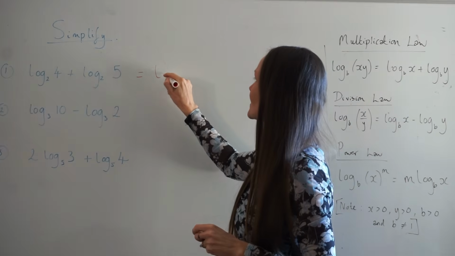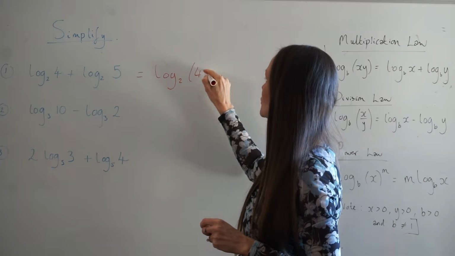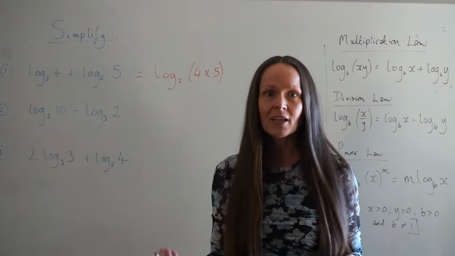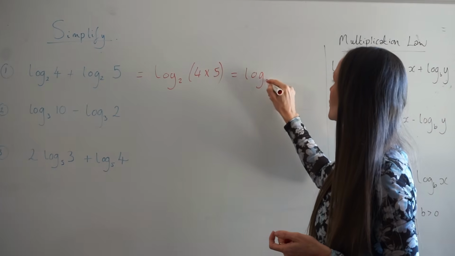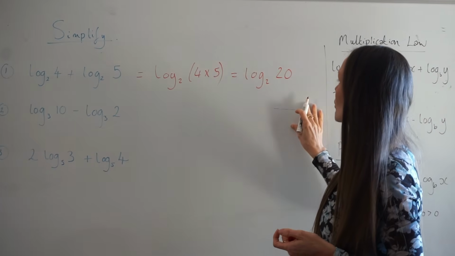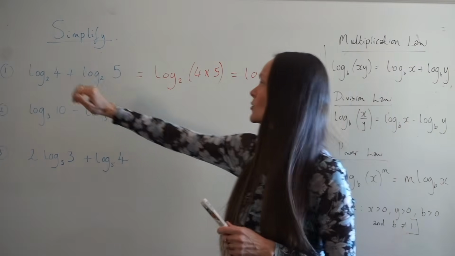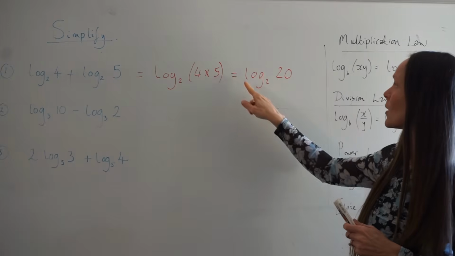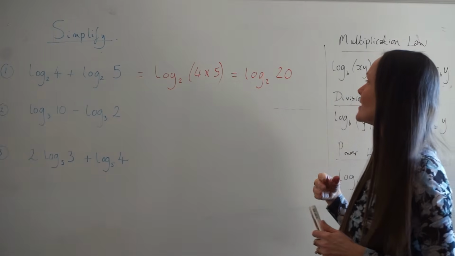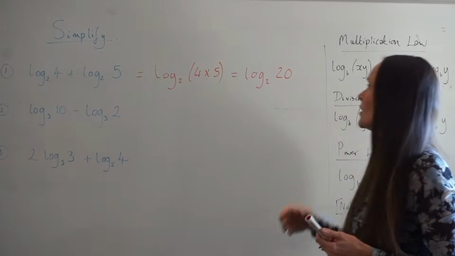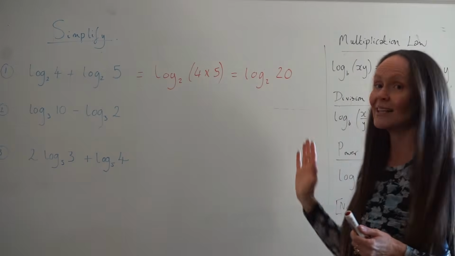So I'm going to rewrite it here showing my working. So log base 2, 4 multiplied by 5, and then we're actually going to work it out, okay? So 4 multiplied by 5 is 20. So the final answer is log 20 base 2, okay? So I've simplified those logarithms. I've managed to write them as one single logarithm, and we can't simplify this any further. It's not one that we can evaluate. We can't find a power of 2 that gives us 20. We're just going to leave it like that, okay?